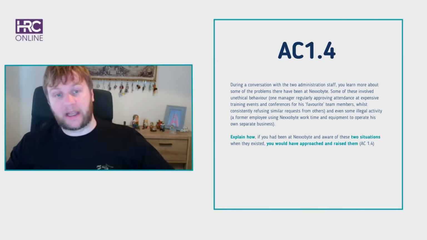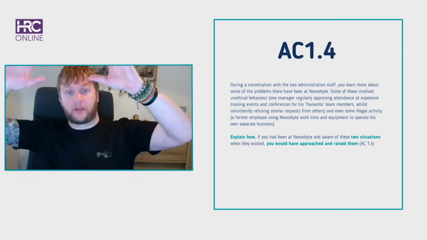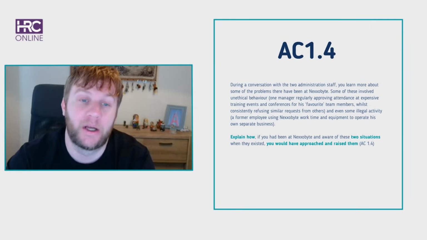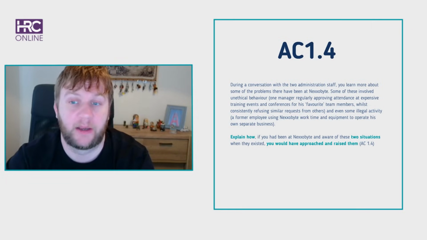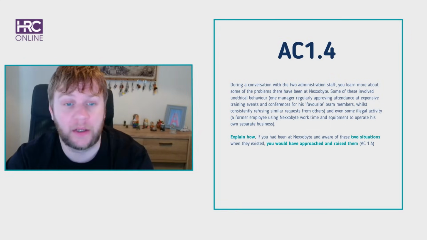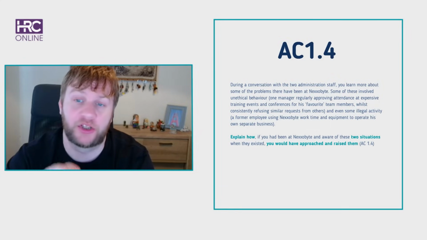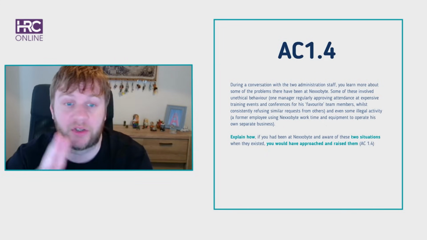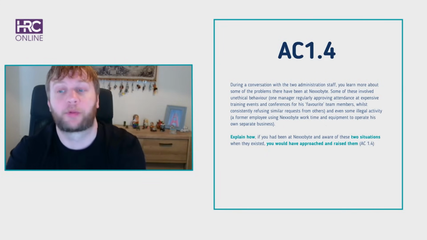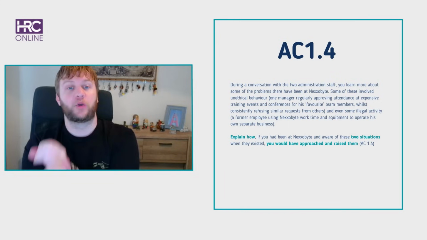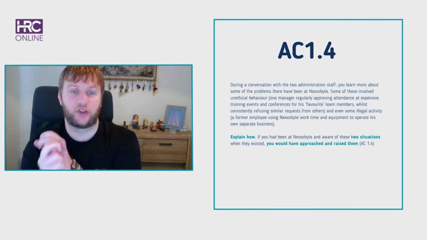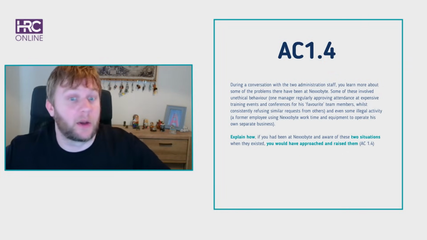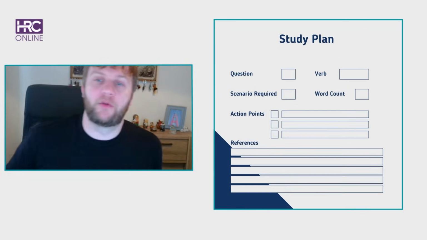Now remember, to lay out your work, you put AC 1.4 there in the corner and you write your answer underneath. You have 400 words per AC on this particular unit. So break the question down into its component parts. You're explaining how the two situations, so again, favoritism and someone working on their own business, how you would have approached and raised them if you were working in HR for Nexabyte. You've got 400 words, so you've got 200 words per situation pretty much.